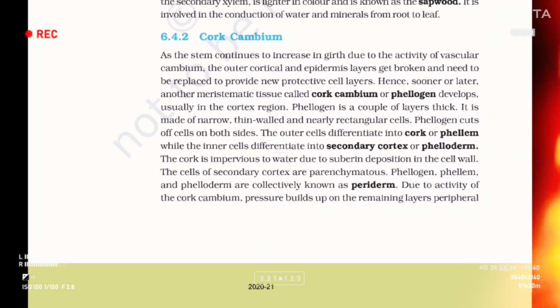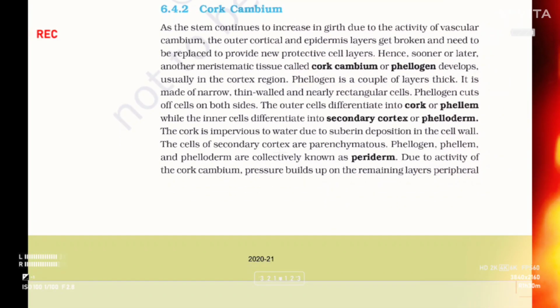6.4.2 Cork cambium. As the stem continues to increase in girth due to the activity of vascular cambium, the outer cortical and epidermal layers get broken and need to be replaced to provide a new protective cell layer. Hence, sooner or later, another meristematic tissue called cork cambium or phellogen develops. Usually in the cortex region, phellogen is a couple of layers thick. It is made of narrow, thin-walled and nearly rectangular cells. Phellogen cuts off cells on both sides. The outer cells differentiate into cork or phellem, while the inner cells differentiate into secondary cortex or phelloderm.